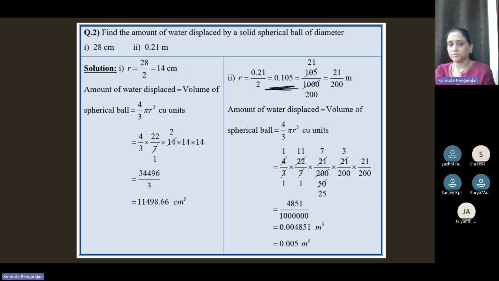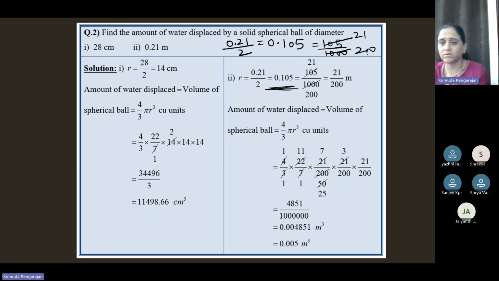So it's completely left to you. You can just go ahead with 0.21 by 2, or you can divide and get the decimal value 0.105. And again, if you don't want the decimal point, you can convert the decimal to a fraction and simplify. 21 by 200. So this is the radius, and you can substitute that. I showed you with 0.21 by 2 itself. Okay, so anything is fine.